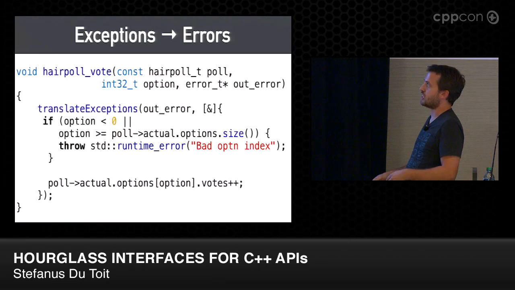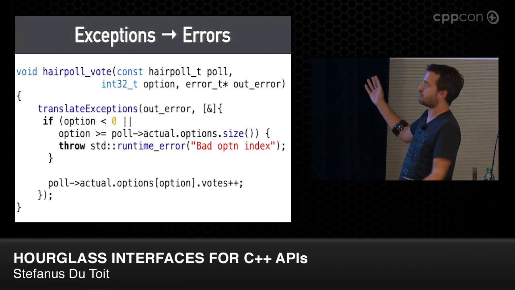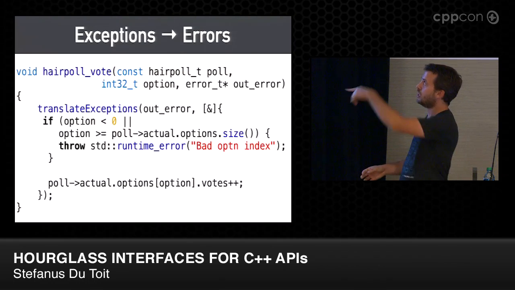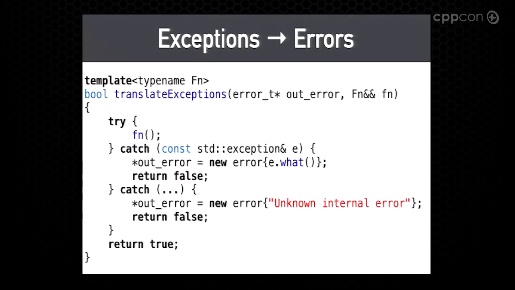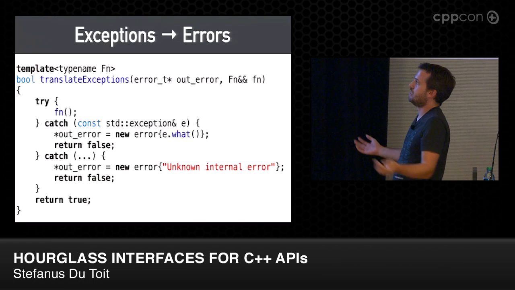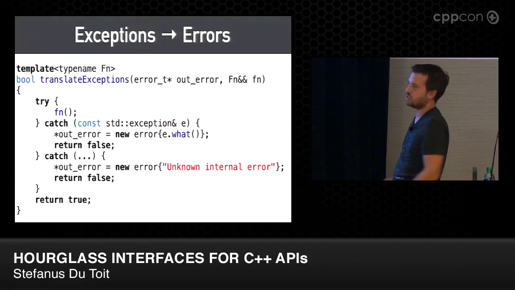So now we're just going to say, please, in whatever I'm going to do, take any exceptions that might come along and turn them into an error that gets stored in out error. So if I go back there. If I go back to the implementation of translate exceptions, you can see it's actually pretty simple. It takes anything, a function, presumably, something that's going to have to be callable, because we call it, wraps it in a try-catch block, and if it catches something, it sets up a reasonable error.